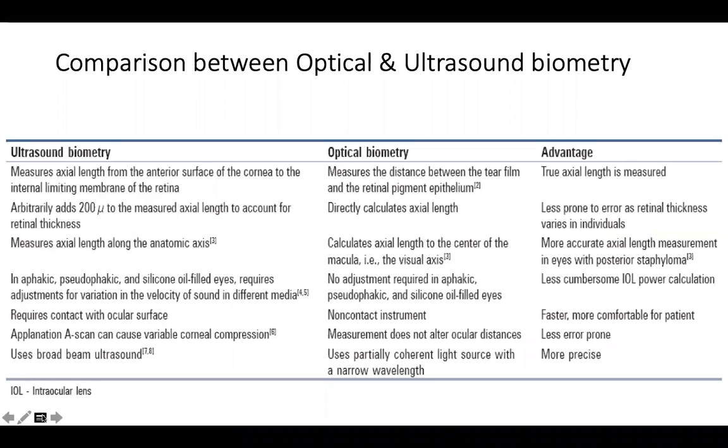So all in all, why is optical biometry superior to ultrasound? Number one, because it is more precise, less error prone, faster, and more comfortable for the patient. It eliminates the cumbersome IOL power calculation methods. It gives us the true axial length of the eye. That is, the axial length is measured from the tear film to the retinal pigment epithelium, in contrast to the ultrasound biometer, which measures the axial length from the cornea to the ILM. So this is something which is more helpful in eyes with a posterior staphyloma. Next slide, sir.